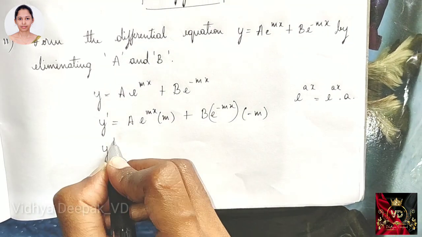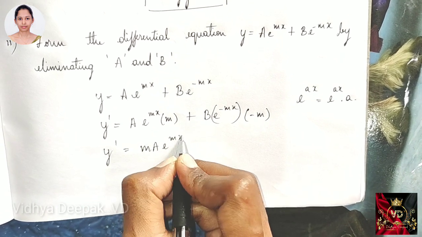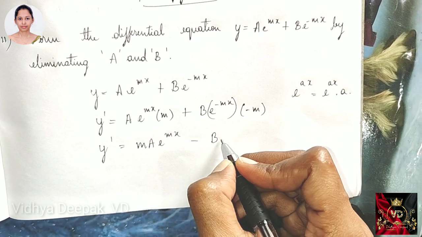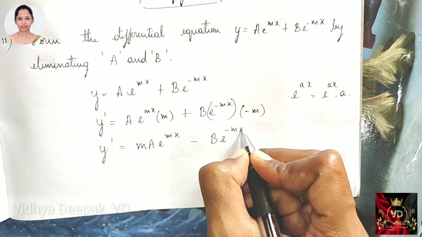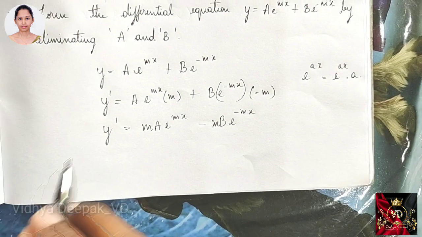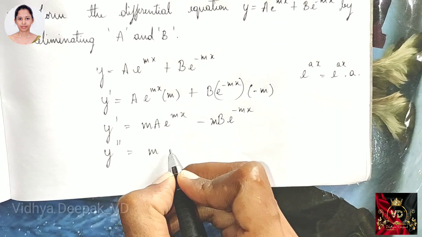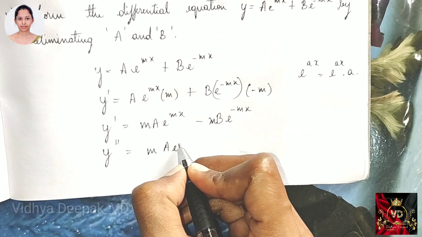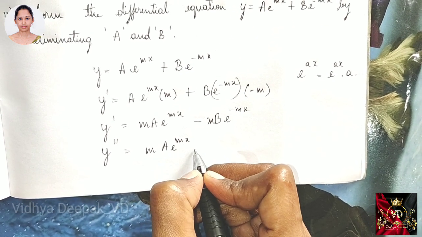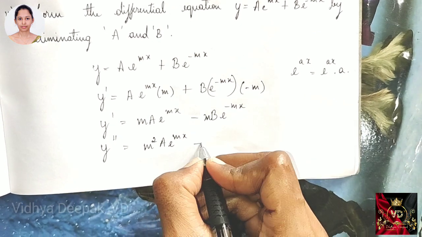So we have y dash is equal to m into a into e to the power of mx minus b into this plus into minus minus e to the power of minus mx. So let me write the m here. Okay. So y double dash is nothing but again m into a into e to the power of mx into differentiation of mx is m again. So shall I write it as m square? M into m becomes m square, right?